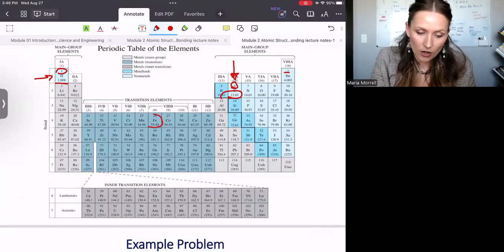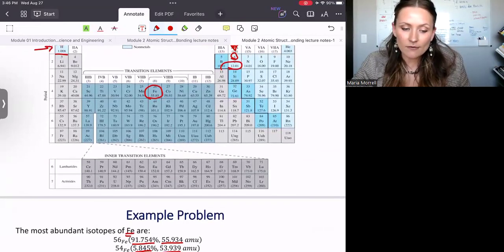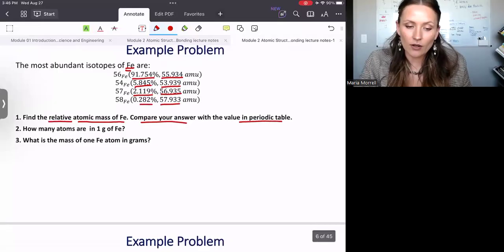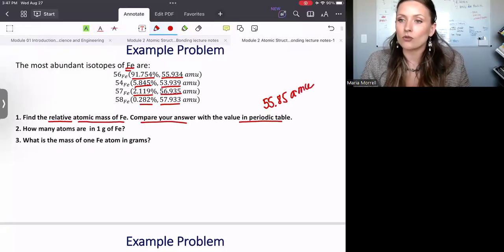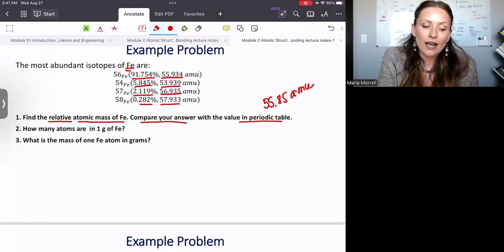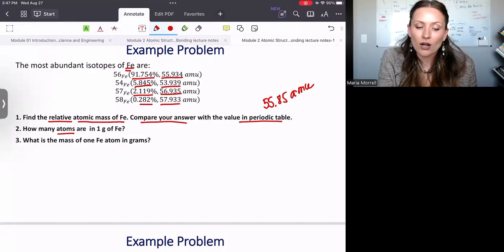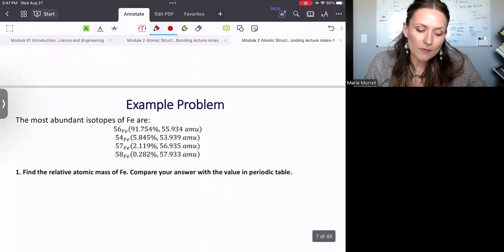Here's our iron, right? And the atomic mass is 55.85, right? We're going to put it in here. 0.85, and the units is going to be AMU, atomic mass units. Then we would like to find out how many atoms are in 1 gram of iron, and then what is the mass of one atom in grams. Okay, let's go one by one, okay?